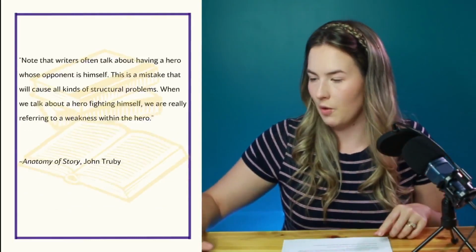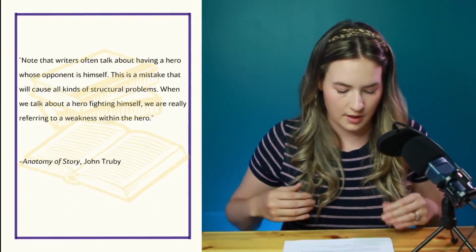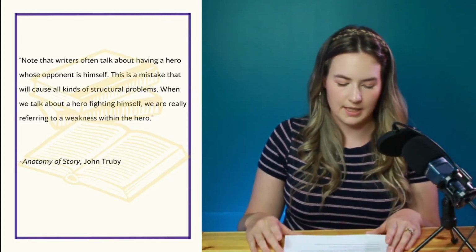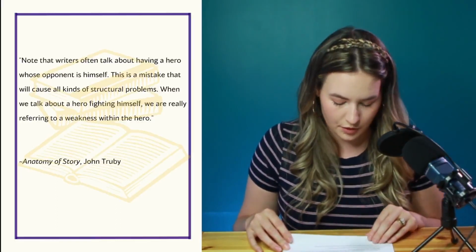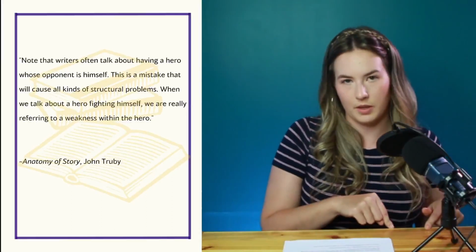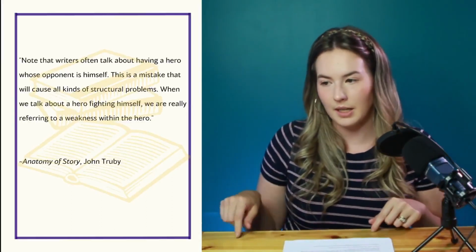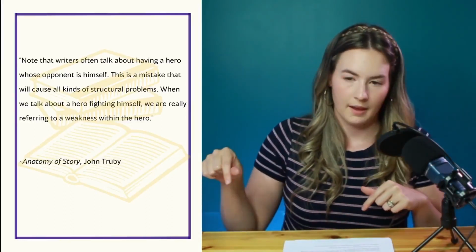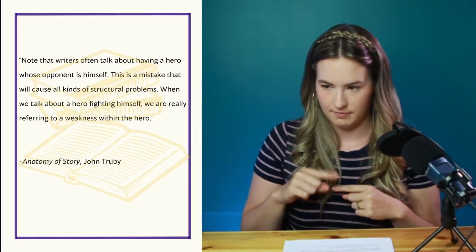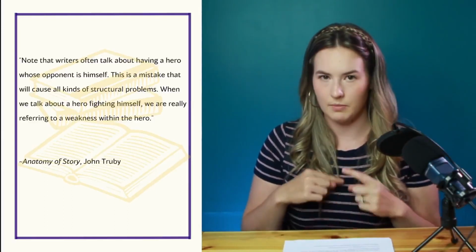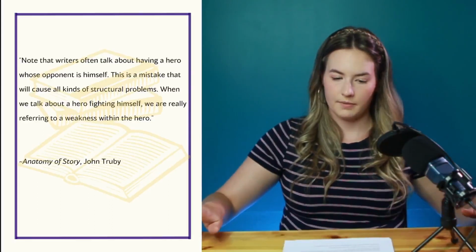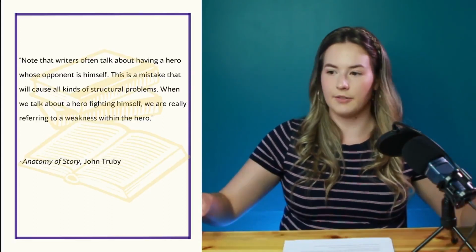All right, this is another quote from the book. Note that writers often talk about having a hero whose opponent is himself, and this is a mistake that will cause all kinds of structural problems. When we talk about a hero fighting himself, we are really referring to a weakness within the hero. So now we're getting into what an opponent is. It's not the conflict within the character. That's the weakness. Overcoming weakness, that's going to be the conflict in the character. The opponents stand for completely different values.